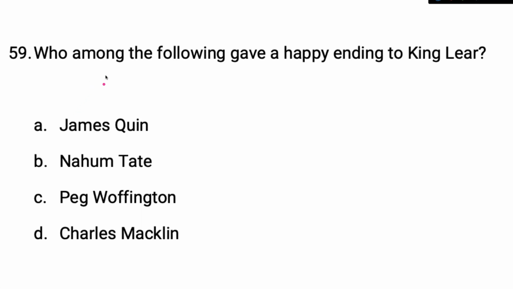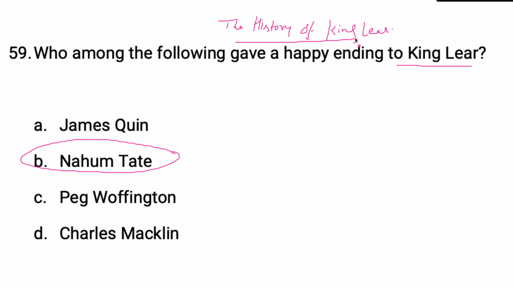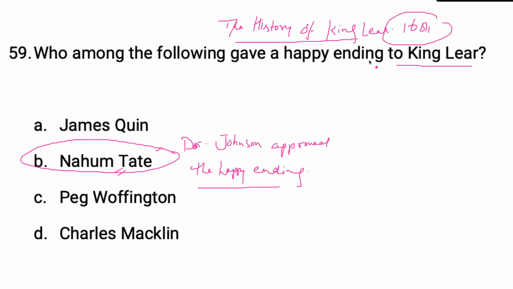Next question. Who among the following gave a happy ending to King Lear? James Quinn, Nahum Tate, Peg Woffington, or Charles Macklin? It was Nahum Tate in the adaptation of King Lear titled The History of King Lear. Nahum Tate gave yet another ending, the happy ending. This play was published in 1681. And what happened in the happy ending?